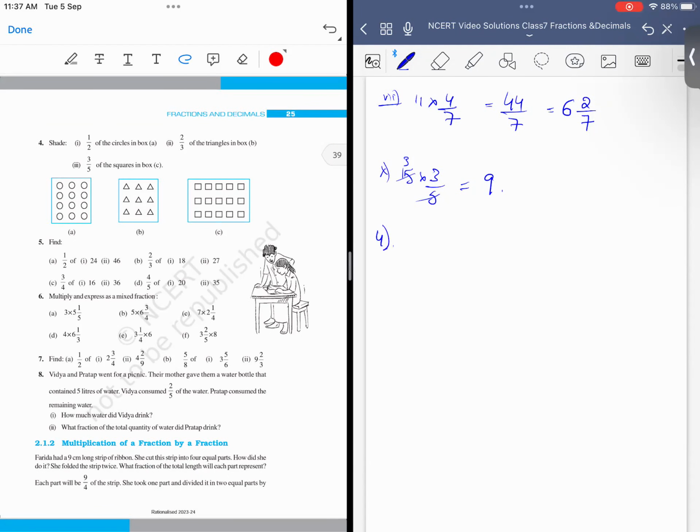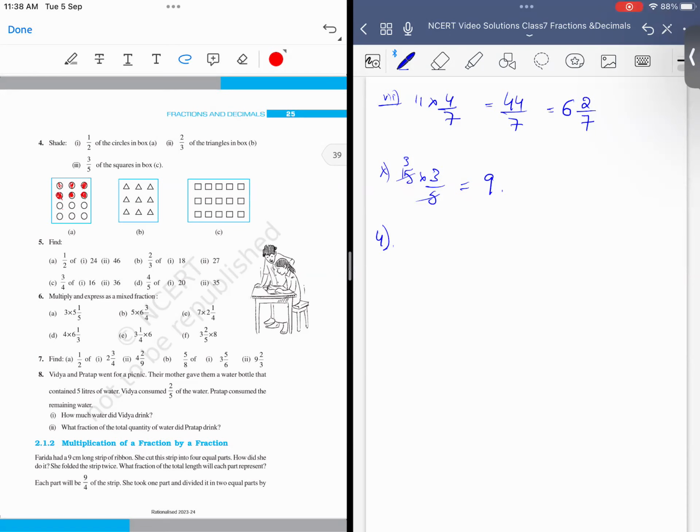Shade one half of the circles in box A. Okay. In the second question, it is saying 2/3 of the triangles. Now, first of all, find the total circles. Now, total circles are how many in the box? 1, 2, 3, 6, 9, and 12. Total, there are 12. So, it is asking half of the circles. So, half of 12 is 6. So, we'll shade 6 circles. Okay.